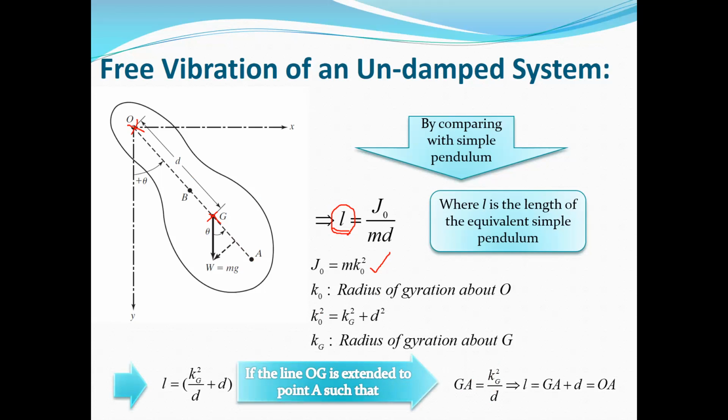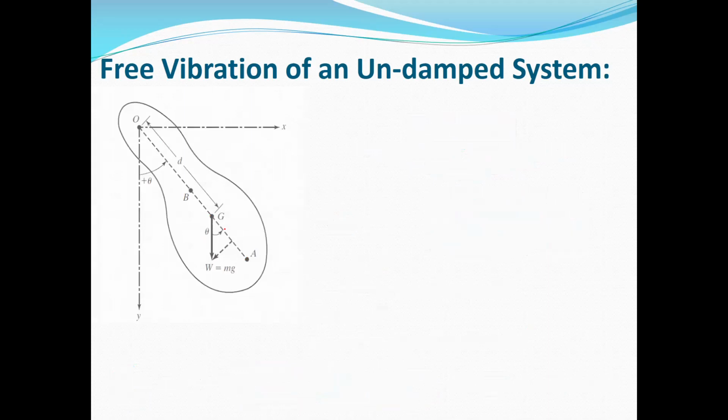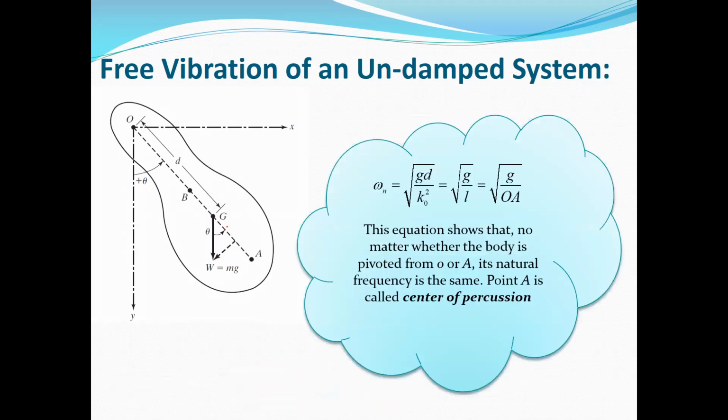Point A is called the center of percussion. In fact, we continue line OG to reach point A, where GA, the distance between point G and A, is equal to Kg squared divided by D. And as I told you, Kg is the radius of gyration about the mass center. Now we have one new point A. If you pin this compound pendulum at point A instead of point O, and you release your pendulum, and it starts to rotate and vibrate about point A, again the same natural frequency will be obtained. So this is the characteristic of the center of percussion.